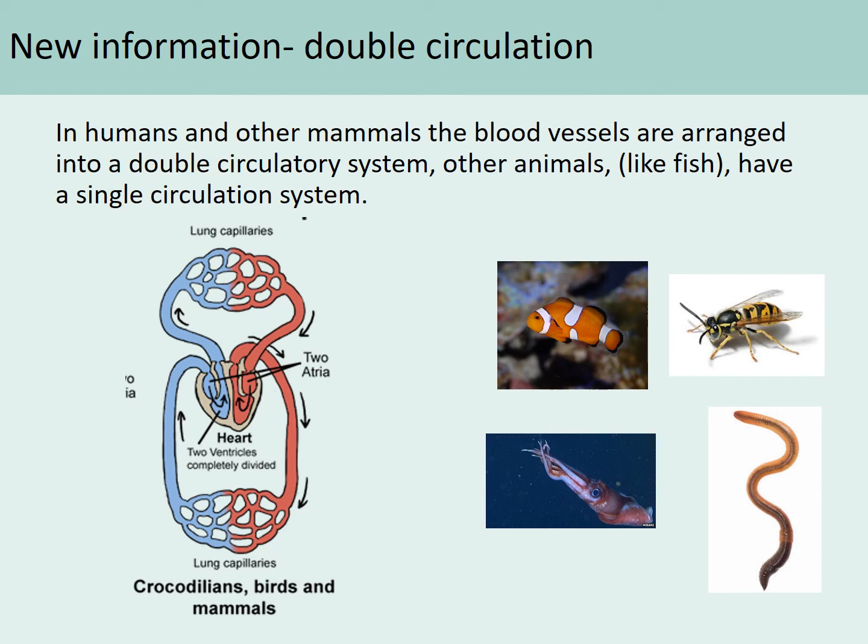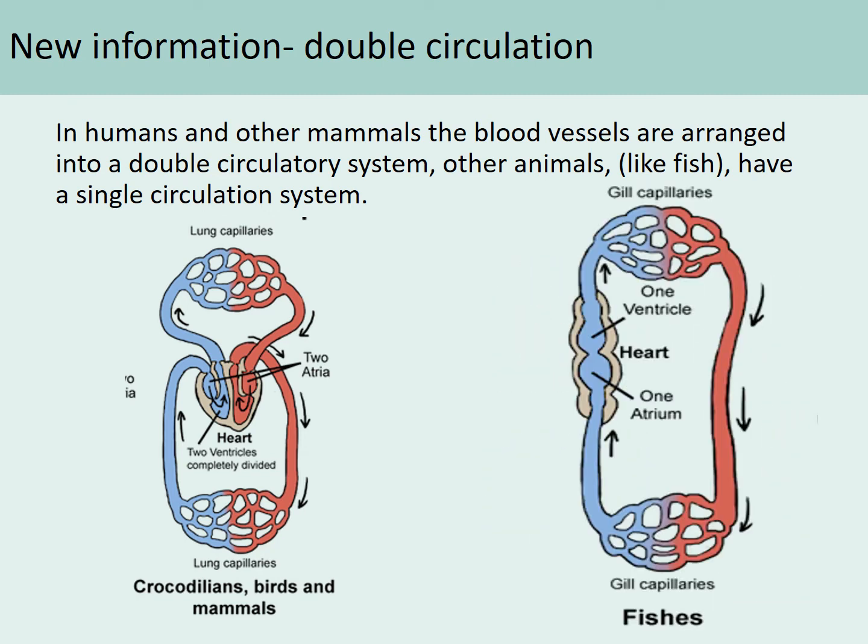In these organisms, so we've got squid, fish, some insects and worms, you have a single circulatory system. So you have a heart, but it pumps it to the gills, and then it goes straight from the gills to the rest of the body. And then it goes back to the heart again. So it's only 1 single loop, whereas with the double it's got 2 loops.